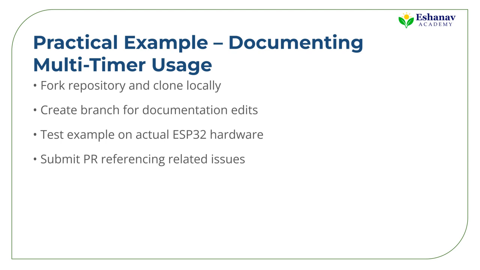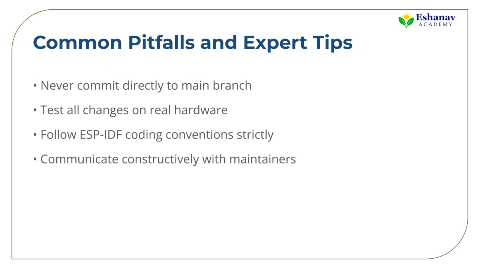Suppose the ESP-timer API lacks a clear multi-timer example. Start by forking the repository, cloning it locally, and creating a branch named docs multi-timer example. Edit the documentation to add concise, tested code showing multiple timers with callbacks. Compile and run the example on your ESP-32 to verify functionality. Commit changes with a clear message referencing the issue, push the branch, and open a pull request. The expected outcome is a merged PR that provides future developers a working example, improving usability and reliability of the library.